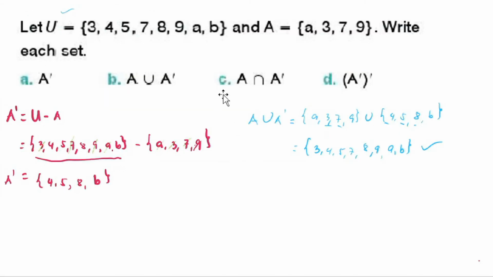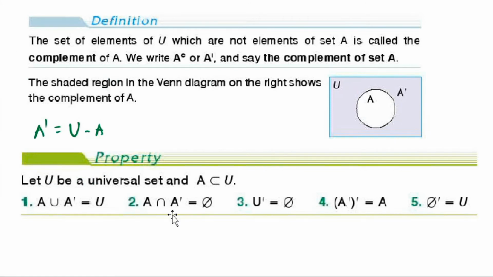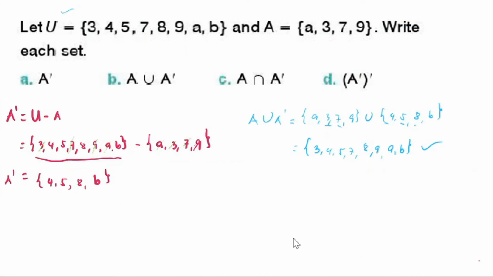Next, for letter C, we have A intersection A complement. What do you think is the answer for that? Going back to this property, A intersection A complement is just equal to the empty set. So let's try to show it here. Our solution for letter C: we have A intersection A complement. For A, we have the given whose elements are A, 3, 7, 9.